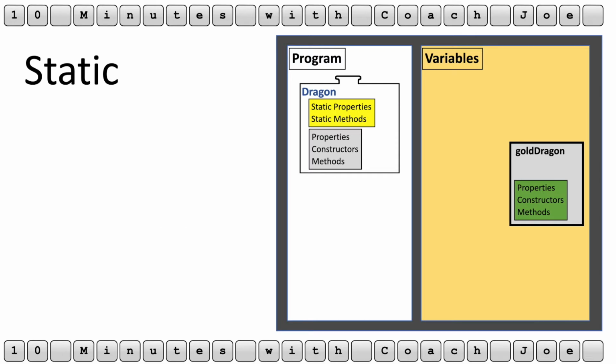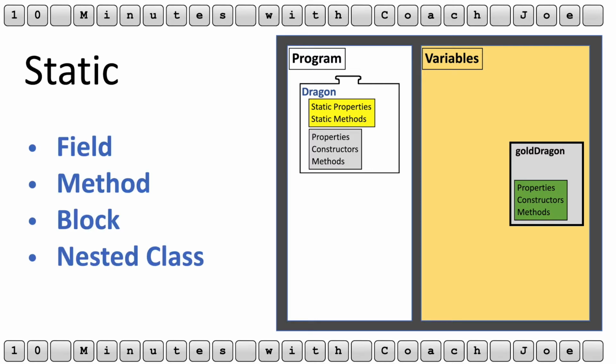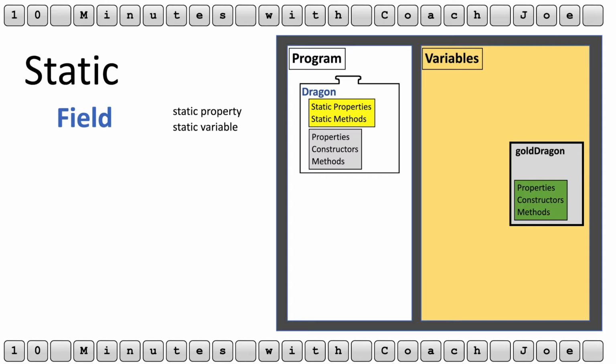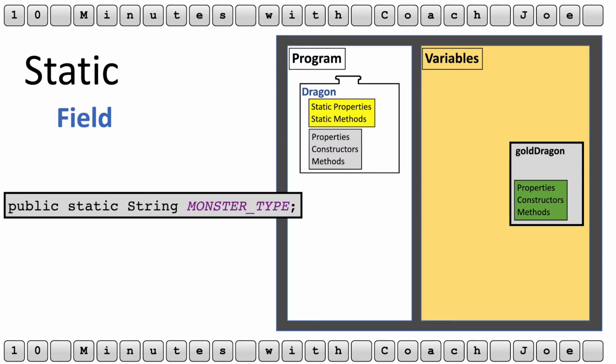There are 4 types of static members: field, method, block, and nested class. The static field is also known as a static property or static variable of the class. This is similar to the property of an instance, except the static value is stored here, and the non-static instance property is stored here. The static property looks like this in code. There is an access modifier, the keyword static, and a data type and property name. Typically, the name is in all uppercase letters with an underscore separating each word.